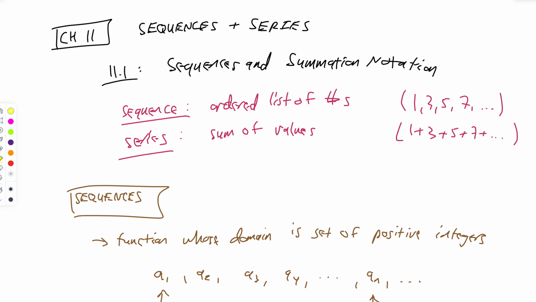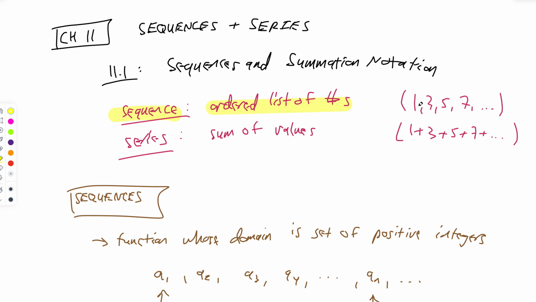All right, so we start off with 11.1. 11.1 is on sequences and summation notation. The general idea here is we need to figure out what's the difference between a sequence and a series. Because this chapter is sequences and series, you should know the difference between the two. A sequence is just an ordered list of numbers.